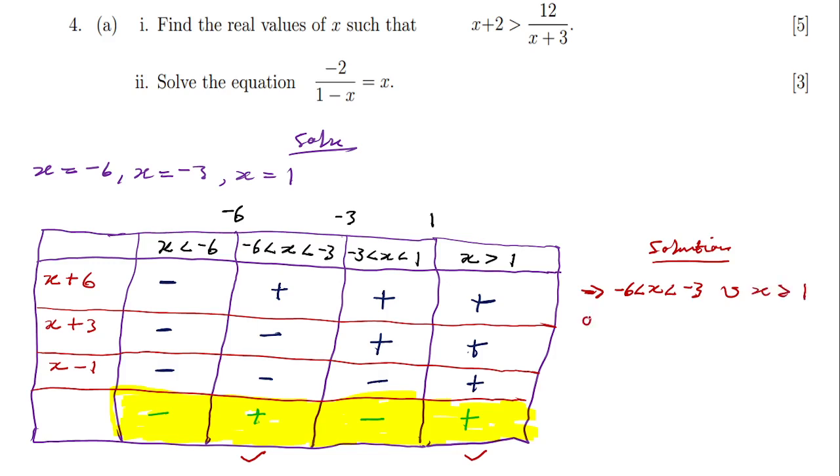Or you can rewrite this expression as follows. Since this is just a less than without an equal to, it will be open: -6 comma -3, open, then union, then 1 comma positive infinity, and then it is open. That is 1, not -1.